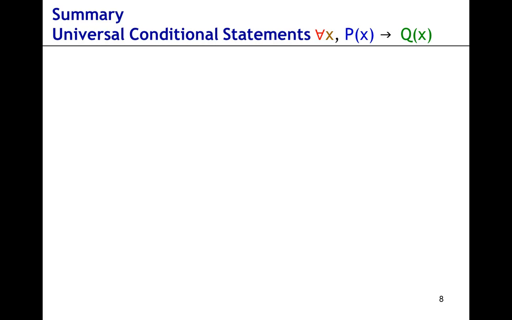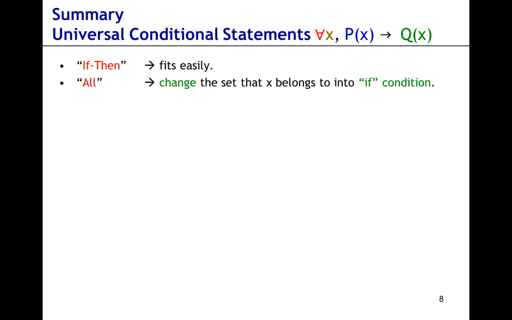In summary, universal conditional statement is of the form for all x, if P of x is true, then Q of x is true. If-then statements fit particularly nicely into this form. Any statement with keywords such as all or the like can be transformed into this form by changing the set that x belongs to into an if condition. No is interpreted as all are not, hence can be transformed into a universal conditional statement by using the if condition.